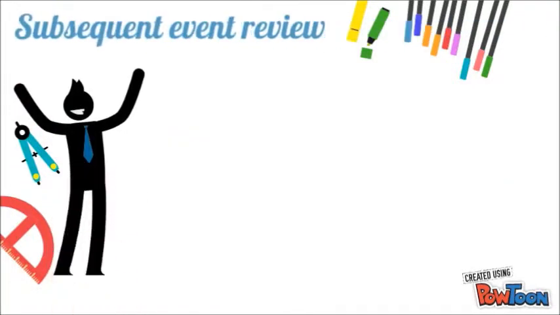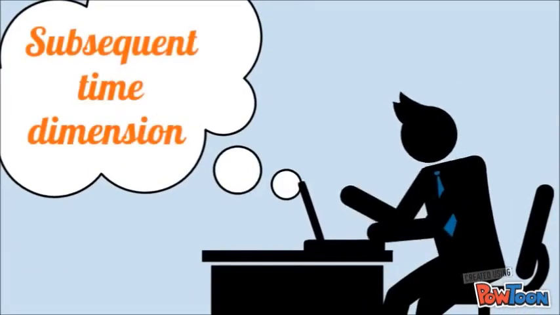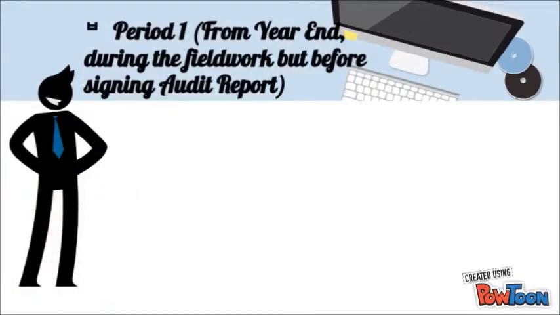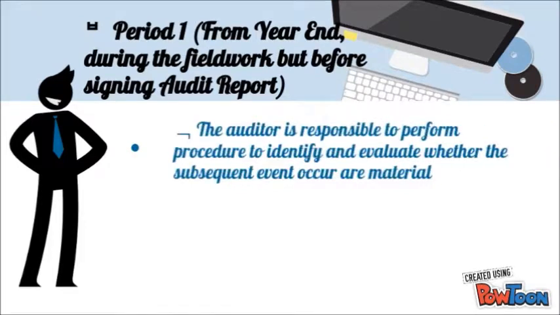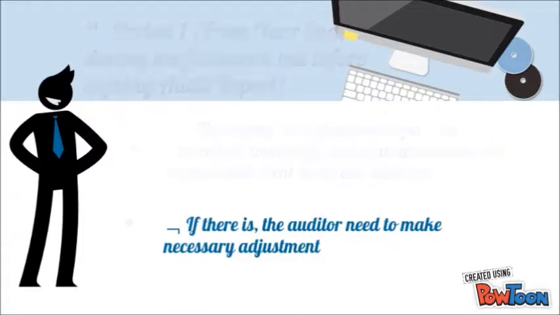For any material subsequent event found, the auditor must determine whether it has been properly accounted for or disclosed in the financial statement. Subsequent time dimension. Period 1 is from year-end during the fieldwork but before signing the audit report. The auditor is responsible for performing procedures to identify and evaluate whether the subsequent event is material or not. If there is, the auditor needs to make the necessary adjustment.